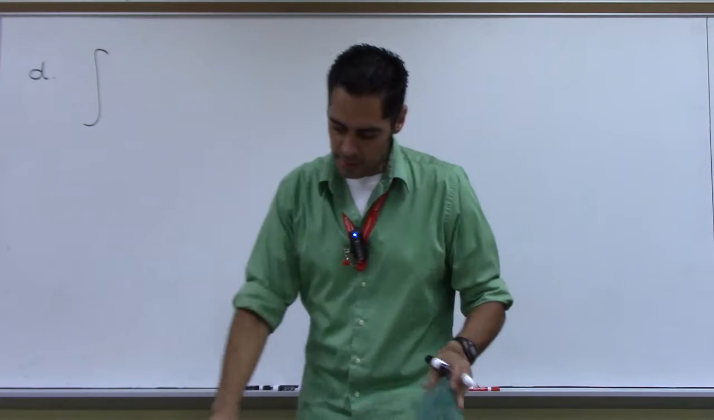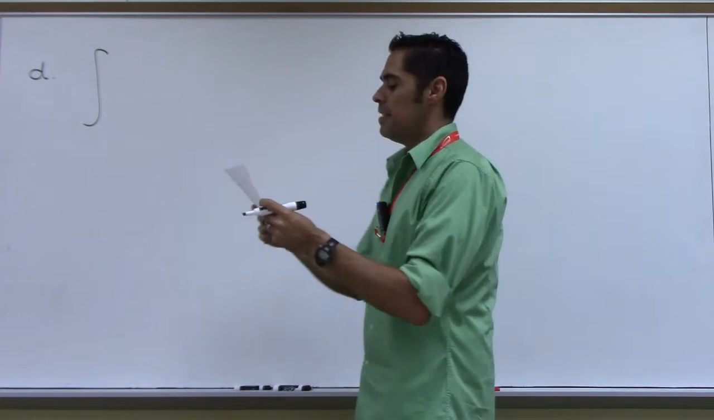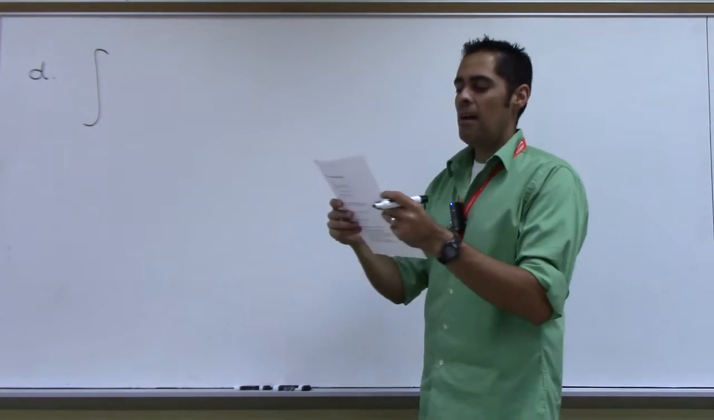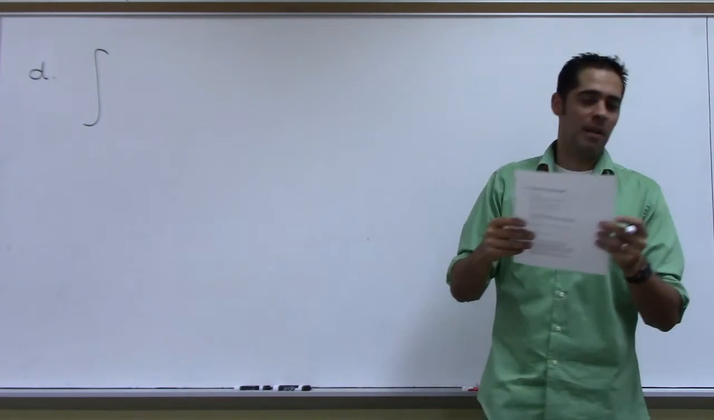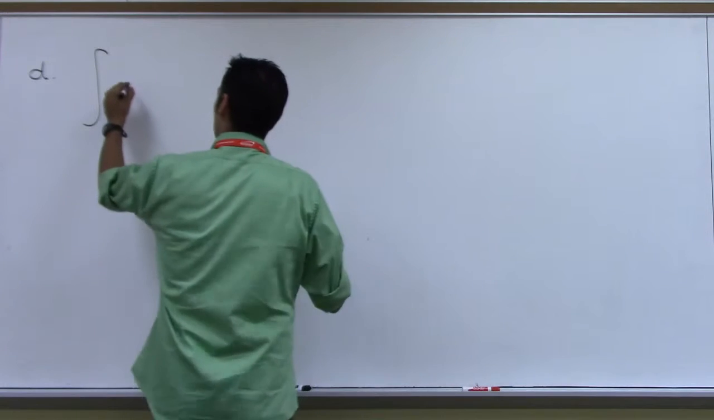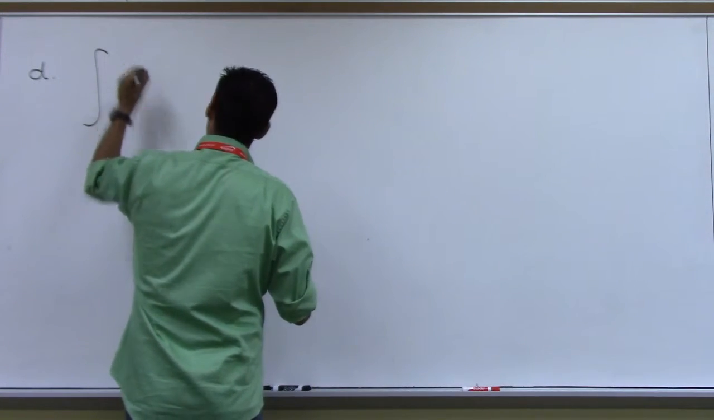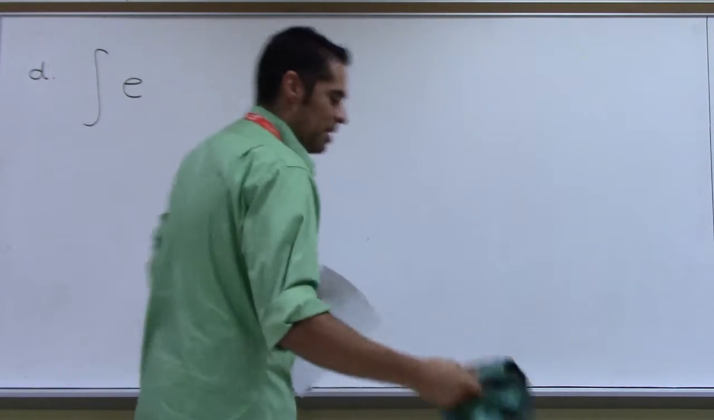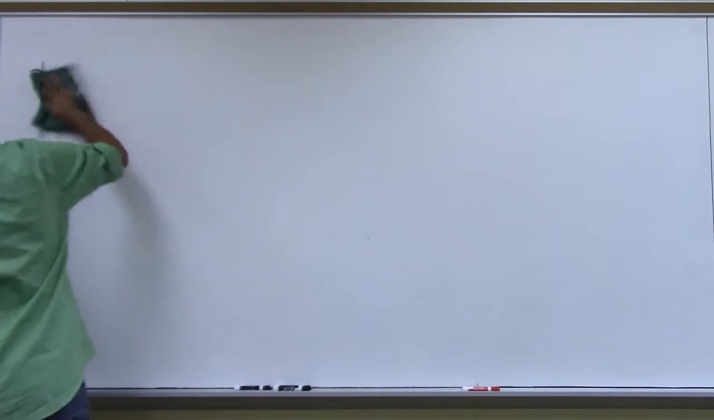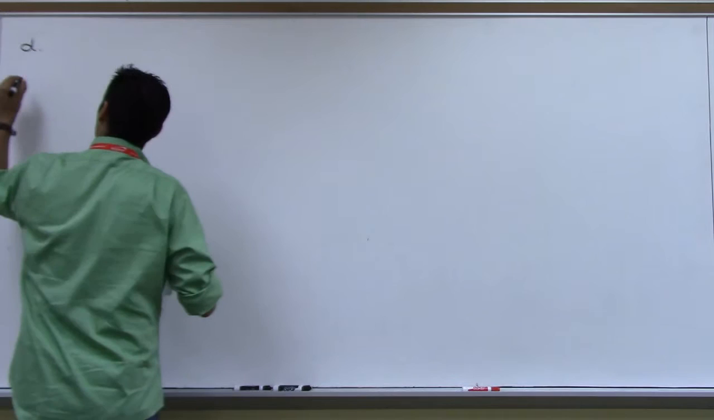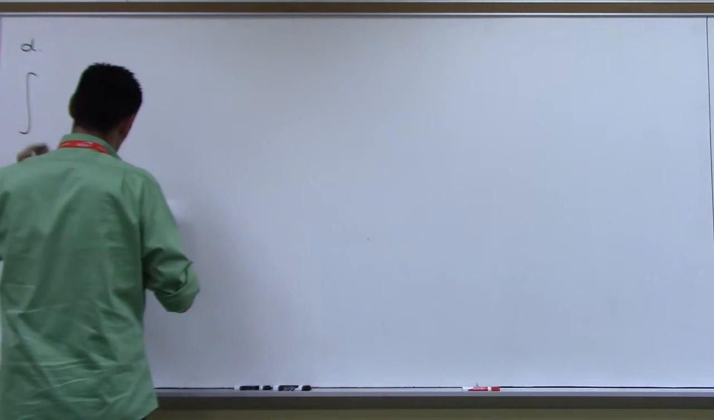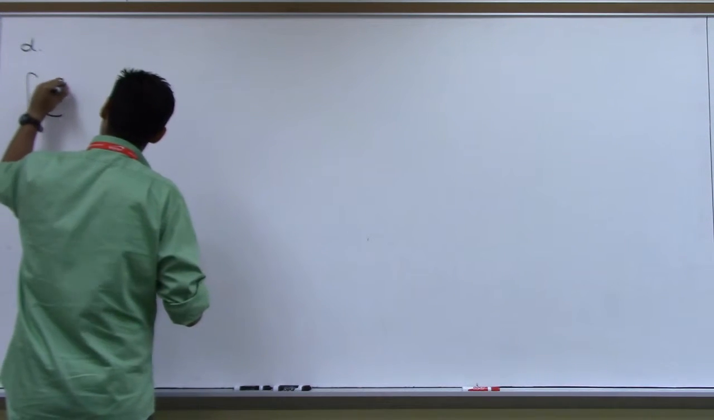All right, the next one, D. This one I called the rabbit out of a hat integration by parts. When you say rabbit out of a hat, you think of a magician, right? Magicians like to pull rabbits out of hats. So this is somewhat of a magician problem, and one of my favorite examples.